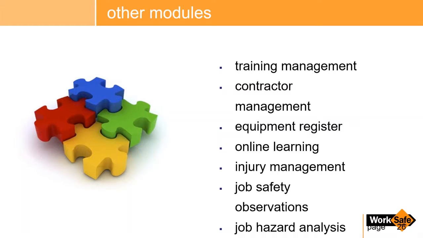Online learning, being able to put programs in place and allow people to learn more effectively online through modern technologies, like WorkSafe has been doing with these webinars, getting out to more people more effectively. Manage your injuries, make sure that you've got your return to work programs in place, and managing all the information that goes with an injury effectively. Observations and various different things like job hazard analyses. Many of these things can be done using aspects of mobile technology.